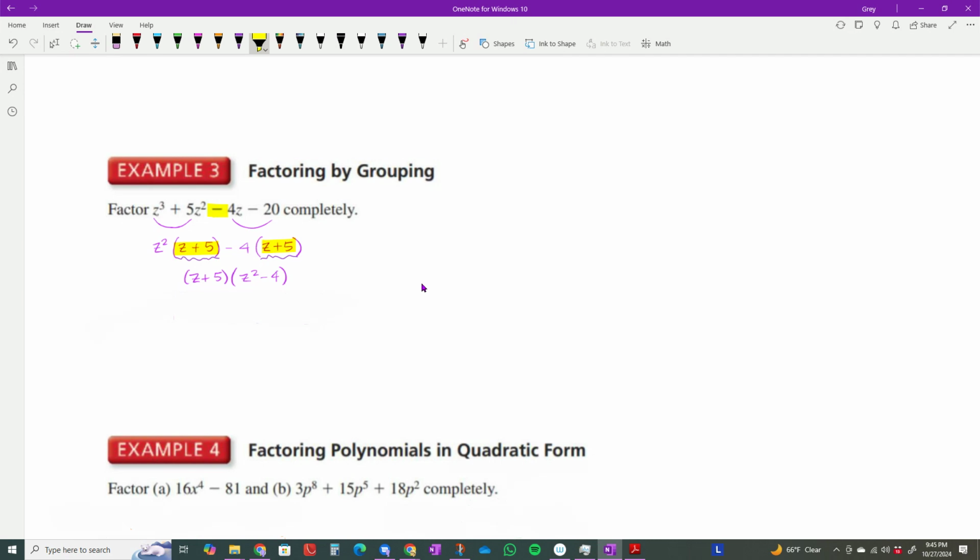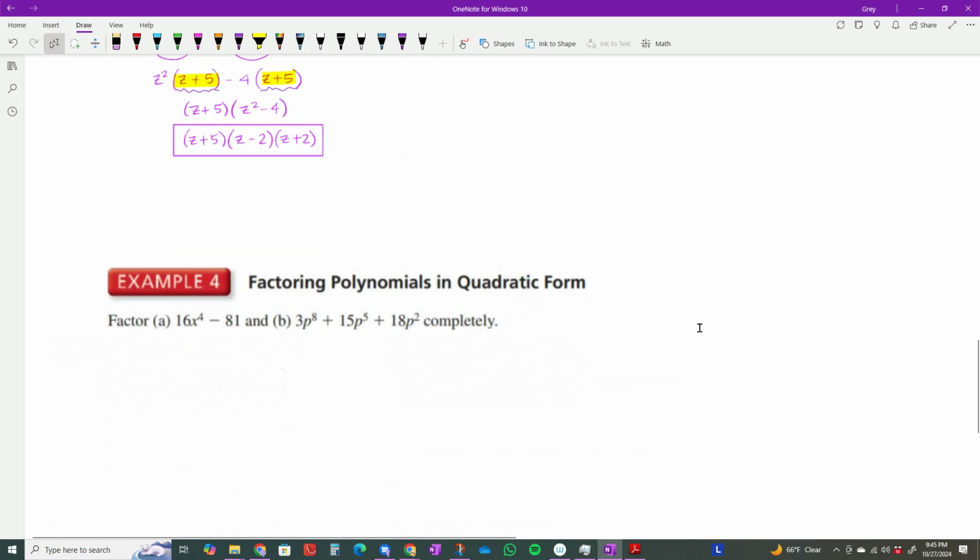And again, never finish. You always have to look at your factors to see if you can go further. So I hope y'all recognize that is a difference of two squares, z squared minus 4. So that's going to give me z plus 5, and then z minus 2, z plus 2. The order of those two does not matter.